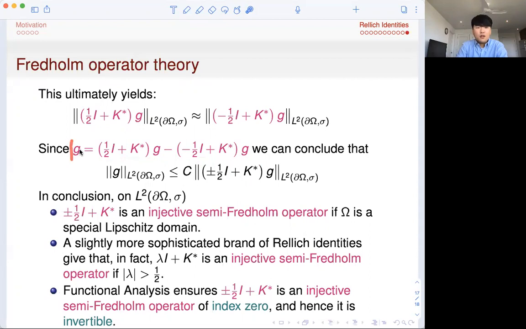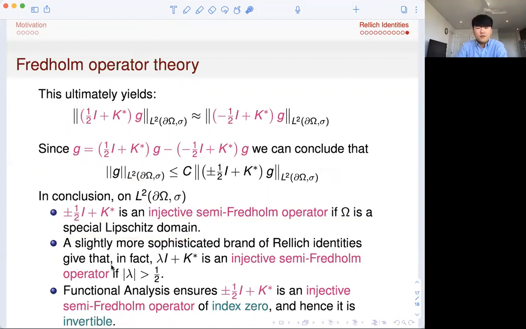Then by the Minkowski inequality, the L2 norm of these is less than or equal to the summation of the L2 norms of these operators. And by this equivalence in L2 space, the L2 norm of g is bounded by some constant c times the L2 norm of plus or minus 1/2 identity plus K star of g. So the L2 norm of plus or minus 1/2 identity plus K star of g is bounded below by the L2 norm of g. So on L2 space, on the boundary, plus or minus 1/2 I plus K star is an injective semi-Fredholm operator if omega is a special Lipschitz domain, from this inequality.